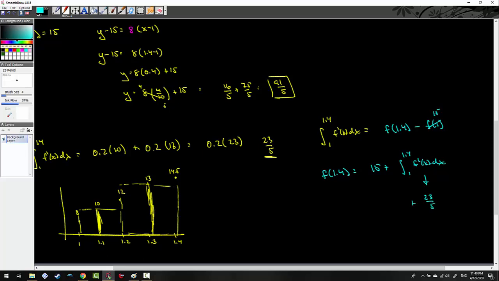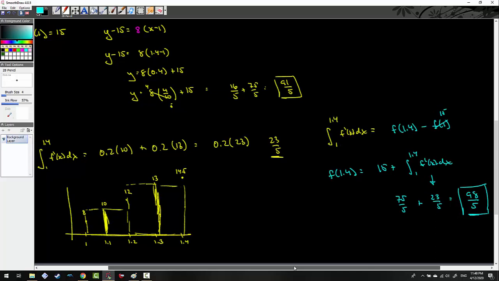And we know that 15 is 75 over 5 on common denominator. So we can go and add this up. And what we get is 98 over 5. So a little bit more than our linear approximation, but it's okay. Remember, we're looking at different ways of getting the same answer, and they're all approximations, so they're all going to deviate from each other just a little bit.